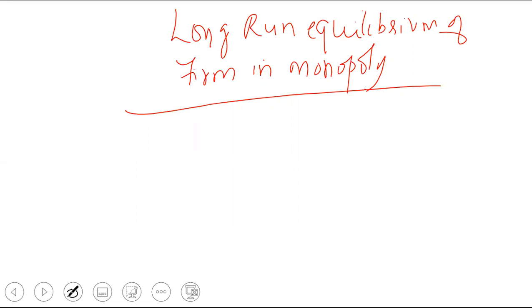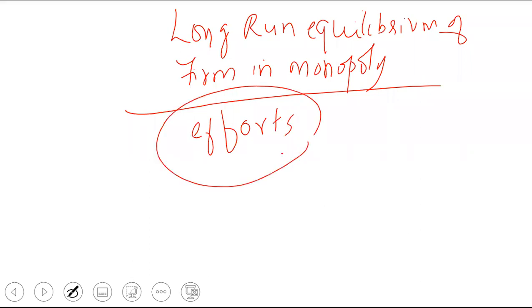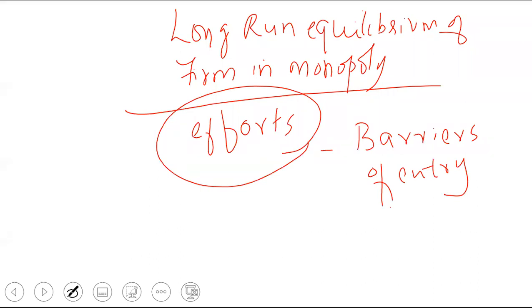Since it is a single seller, the monopoly firm will make all effort for creating barriers of entry so that supernormal profit can be continued in the long run.